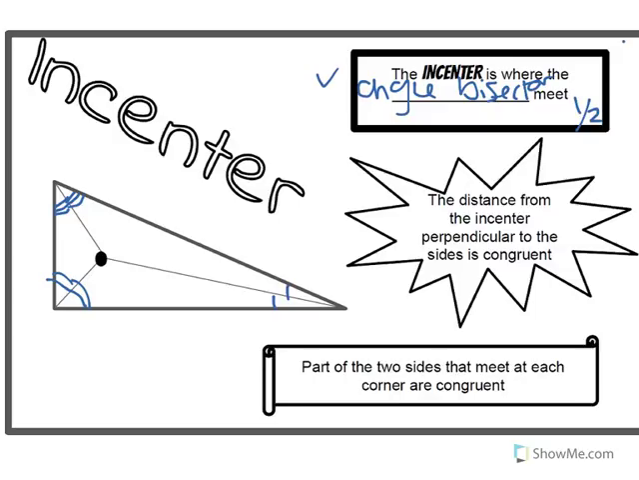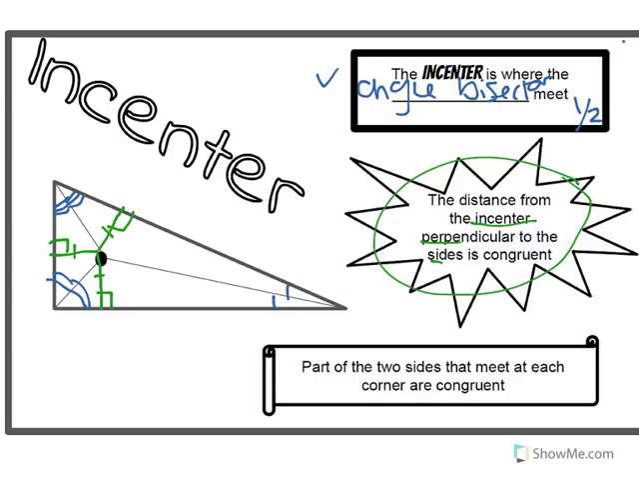The next part of incenter. If you go from the incenter perpendicular to the sides, so you're drawing line segments from the incenter perpendicular to the side, perpendicular to the side, perpendicular to the side, those three green line segments are going to be congruent to each other.